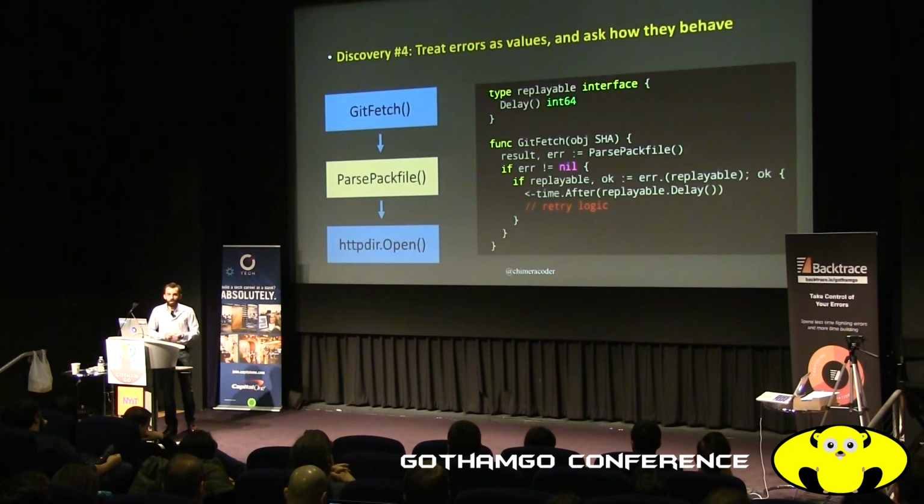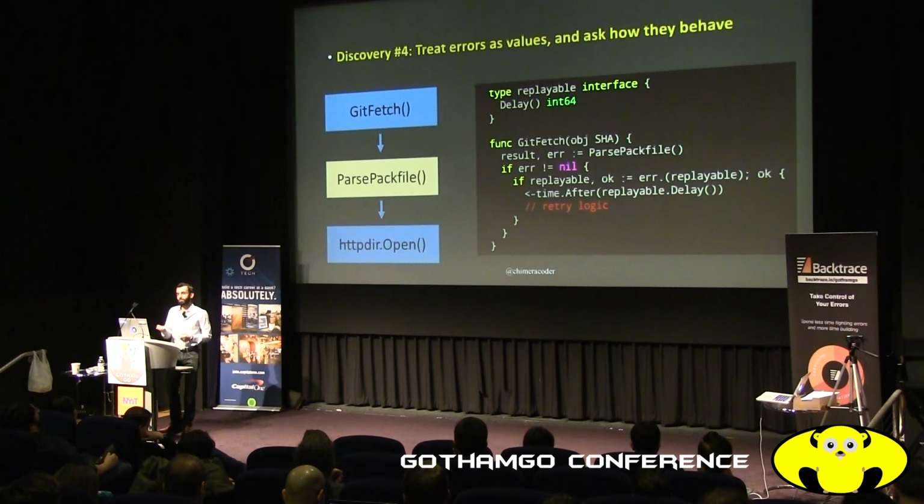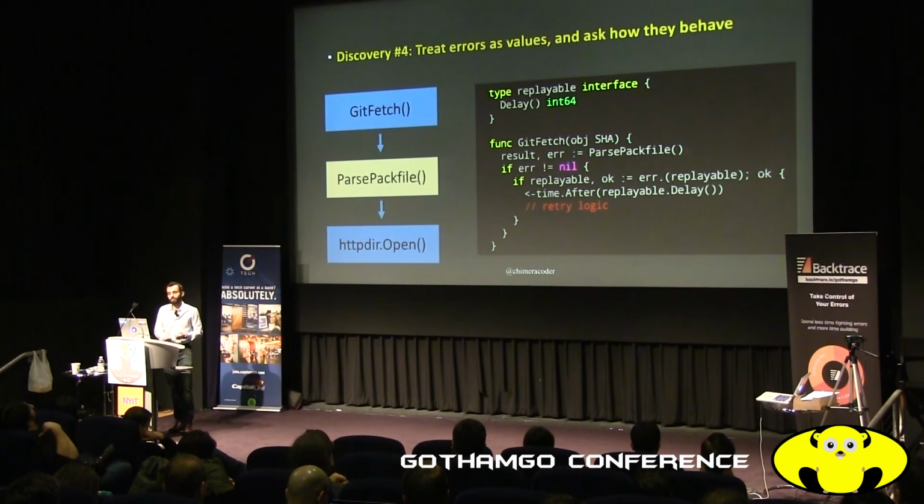And we could retry that with a delay, but sticking that logic into the pack file function is kind of awkward. The pack file parsing really shouldn't need to know anything about network communication. Git fetch already does, but we need a way for git fetch to be aware of that without the pack file function having to know that it exists. And so instead of forcing tight coupling between all three of these functions, we can just ask the interfaces, ask the errors how they behave.